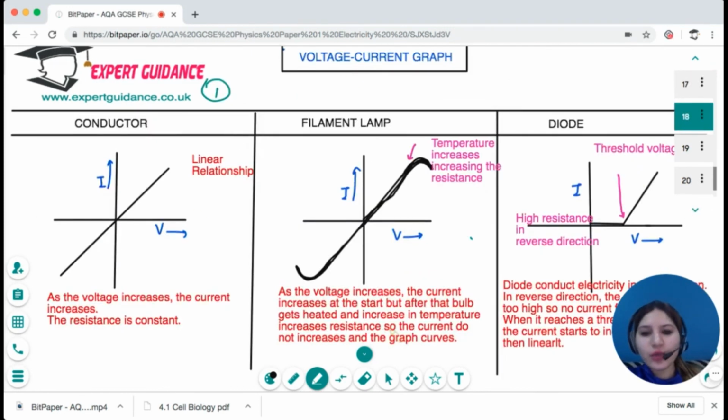So this is a voltage-current graph: a linear relationship for a conductor, the filament lamp will be curving, and the diode will be a straight line and then it will be going up. Okay, and you should be able to explain it: here there's an increase in temperature, increasing the resistance. A diode conducts electricity only in one direction and after the threshold is reached.